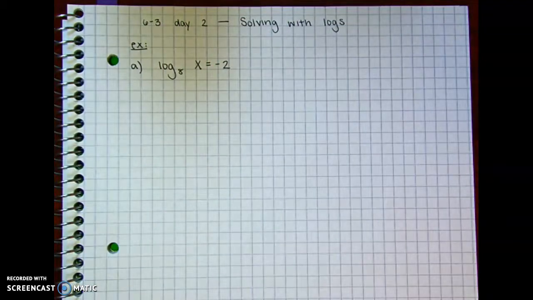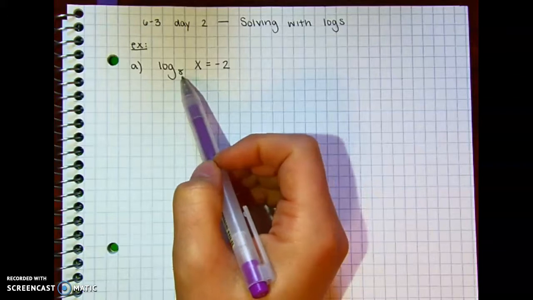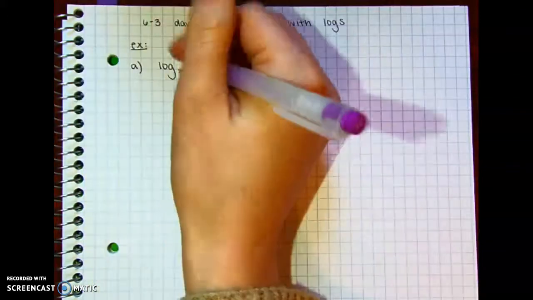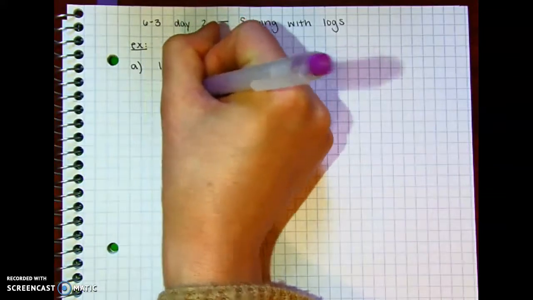So most of the time you want to decide, do I want to switch into an exponent or switch into a logarithm? In this case, hopefully obviously, you want to switch to an exponent. So we're going to rewrite this as 8 to the negative second, right, because our base is 8. So 8 to the negative second equals x.